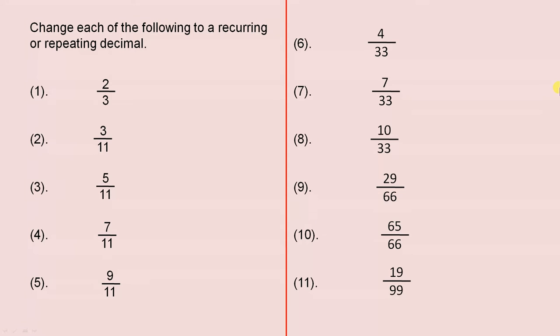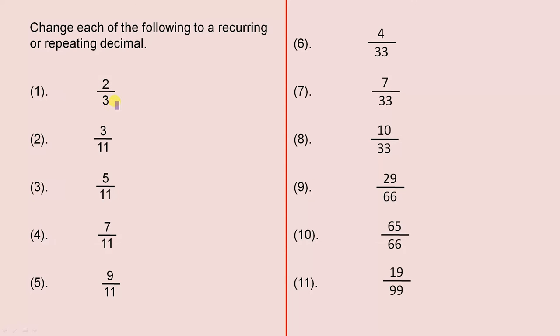Now if you need more information on this topic or you're not sure what to do, on the next slide you'll be directed to click on a link that will take you to the lesson on this very topic, and it will explain how to do all the examples. So what are we required to do? Well, number one, we're going to change 2 over 3 to a recurring or repeating decimal.